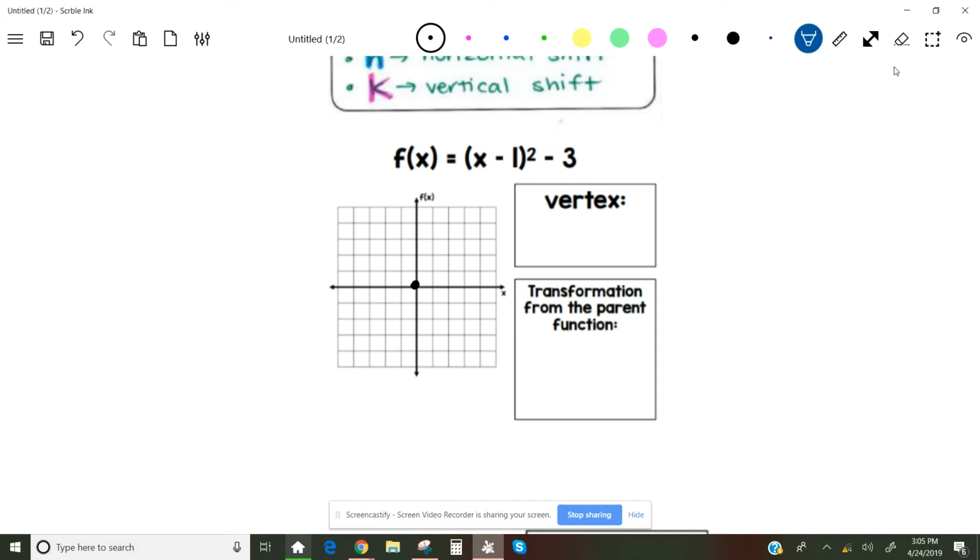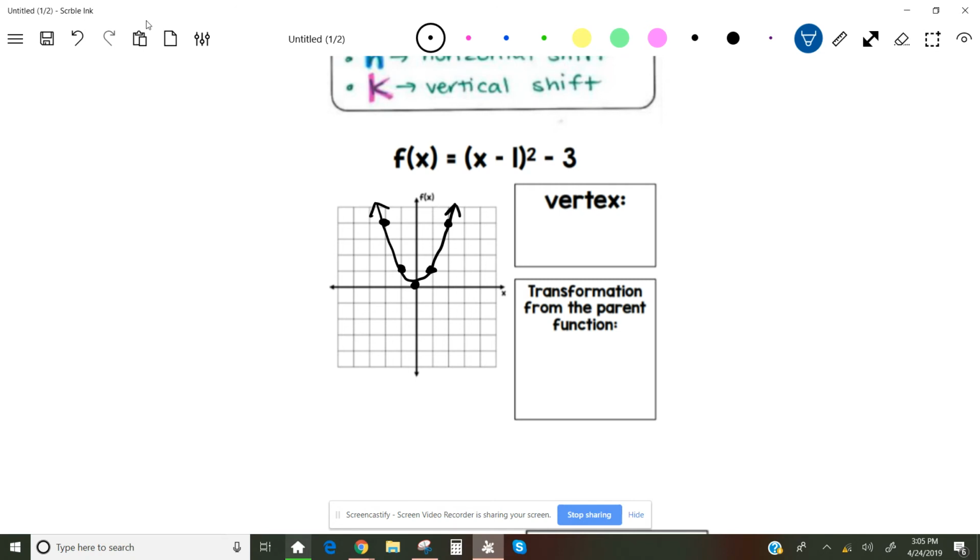And don't forget our 1, 3, 5 rule. So we're going to go over 1 and up 1, over 1 and up 3, 1, 2, 3. And then we can't go up 5, so then we're going to go over 1 and up 1 to the left, and over 1 and up 3 on the other side, and we're going to connect it, and we have our parabola.